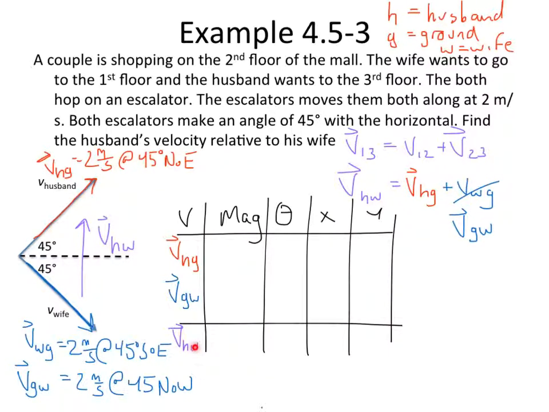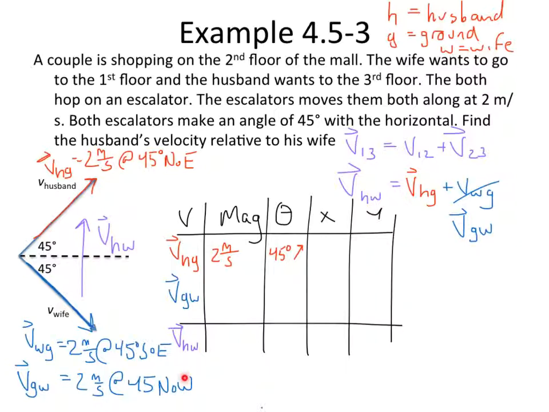All right, let's write in our values, get our x and y components, add them together, and then we should be just about done. Husband to the ground, he's moving at 2 meters per second, right? The angle is 45 degrees, and that's north of east, right? The ground to the wife. Remember, the wife is moving down towards the ground, like so, but the ground is moving up towards the wife, so it's going to be 45 degrees north of west.